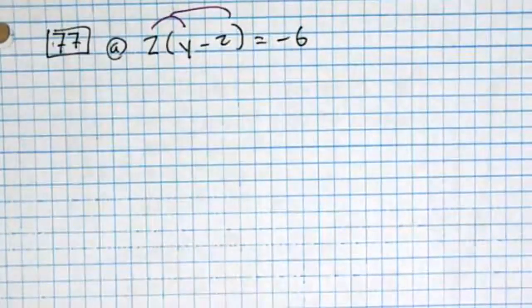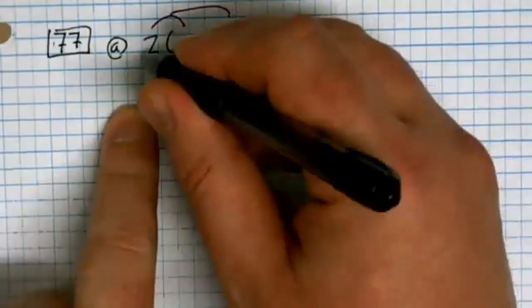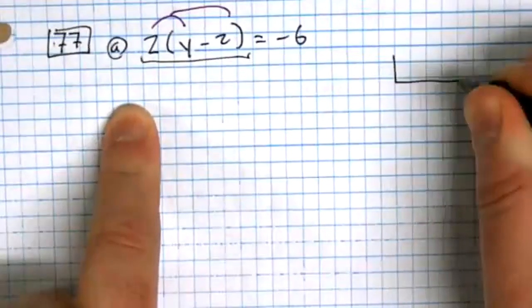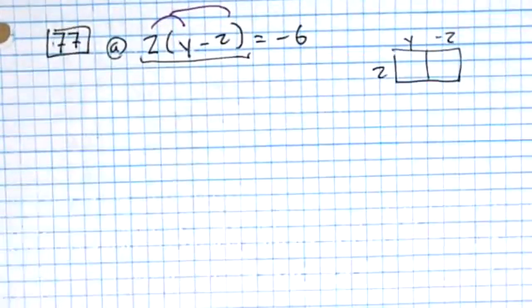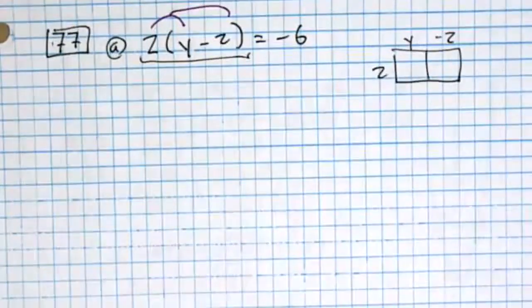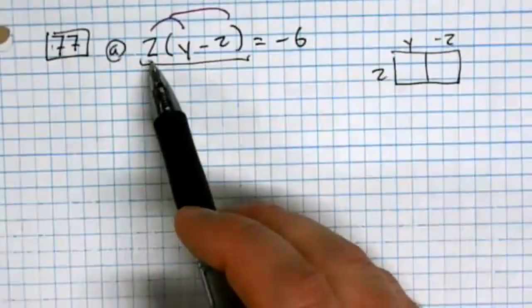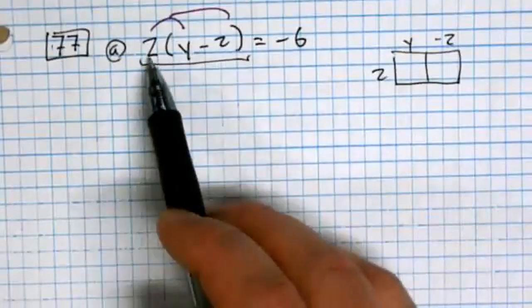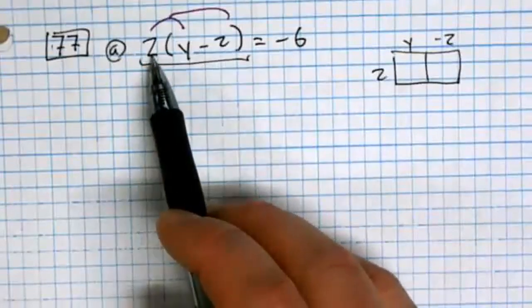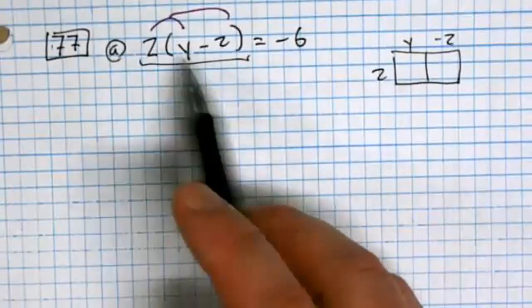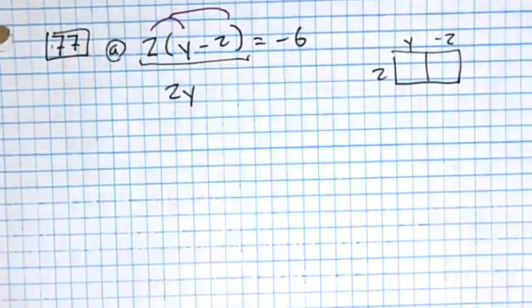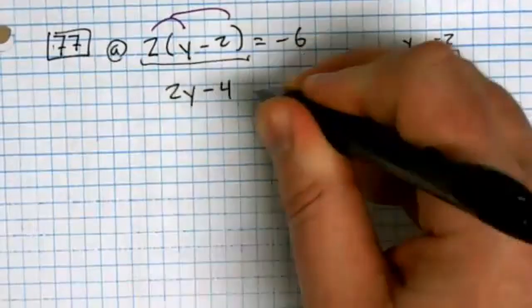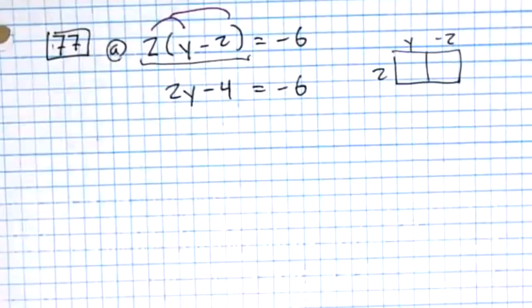I mean, if I wanted to, I could come out here and take this thing and turn it into a box with a 2 and a y minus 2. And if that's how you're comfortable doing it, that's fine, but try this out instead. If there's just one thing in front of a parenthesis, try just multiplying both things inside by the thing that's up front. What is 2 times y? 2y. What is 2 times negative 2? Negative 4. There's my first step.